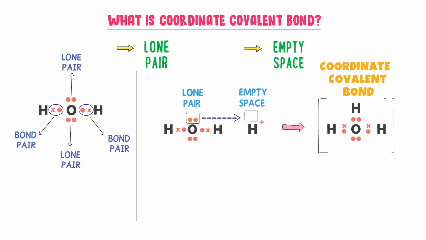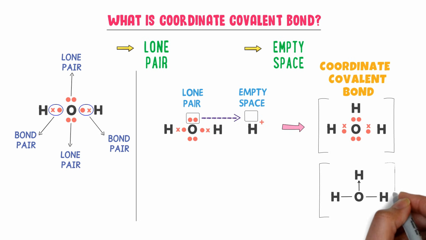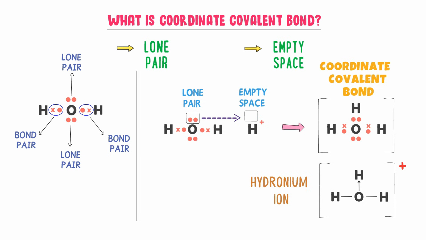Here, let me ask you, what happens to these 2 donated electrons by oxygen? Well, these 2 electrons are shared by both oxygen atom and hydrogen atom. So the duplet rule of hydrogen is satisfied and the octet rule of oxygen is satisfied. Remember that this bond between oxygen and hydrogen is covalent bond. This bond between oxygen and hydrogen is also covalent bond, while this bond between oxygen and hydrogen is coordinate covalent bond.